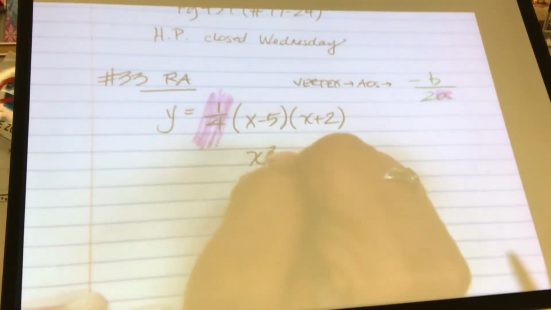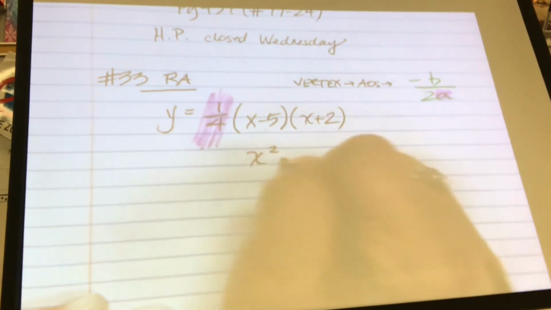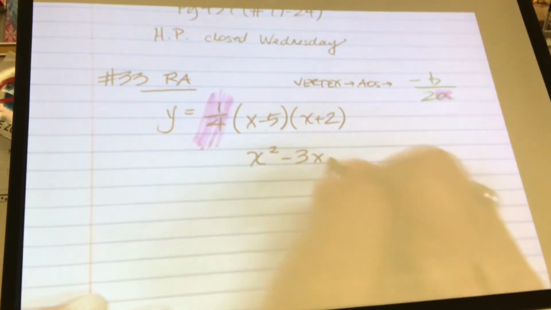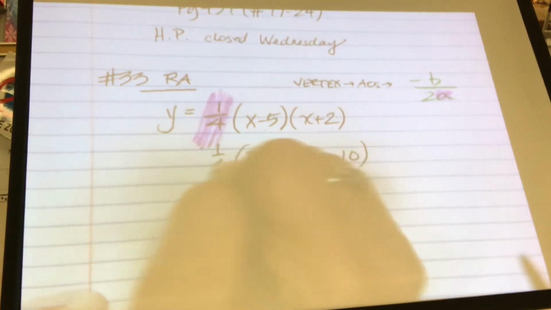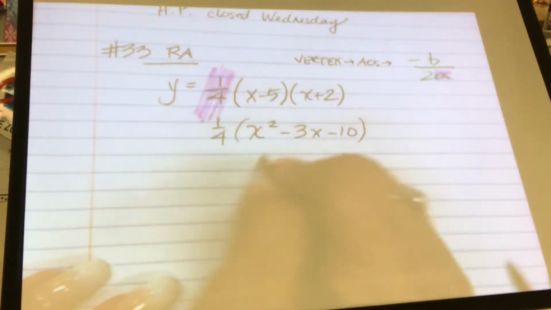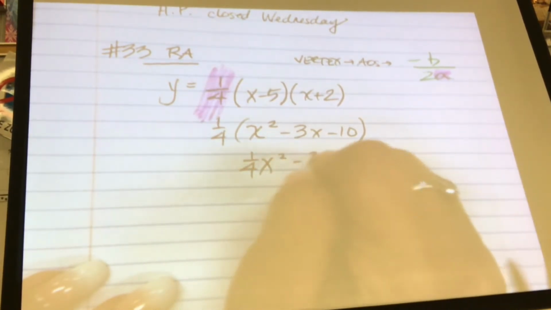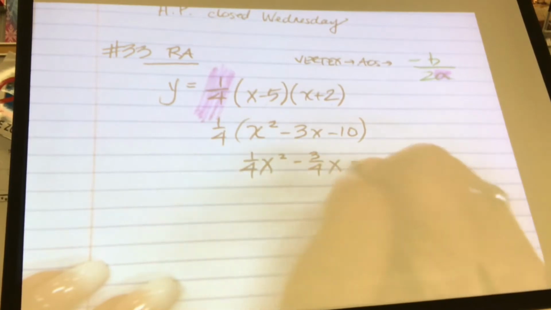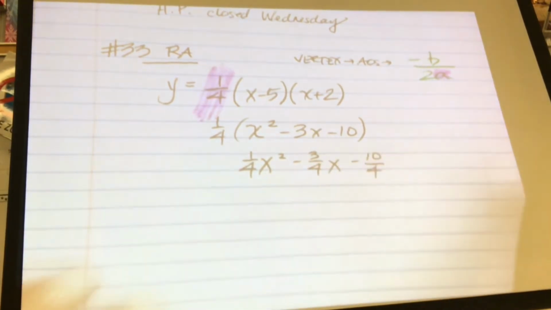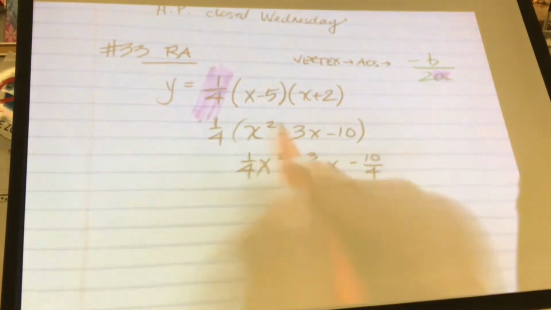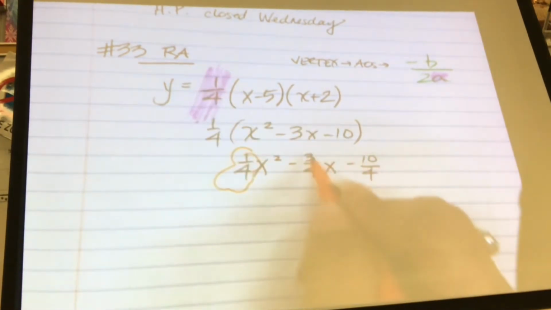So let's FOIL this out. So this is going to be x squared. We have negative 5 and a 3. That's minus 3x. And then multiply. That's minus 10. And then we're going to multiply that by 1/4, excuse me. So again, it ends up being 1/4 x squared minus 3/4 x minus 10 over 4. So now I have my a and my b. I already knew my a because I had it from the beginning, and now here's my b.